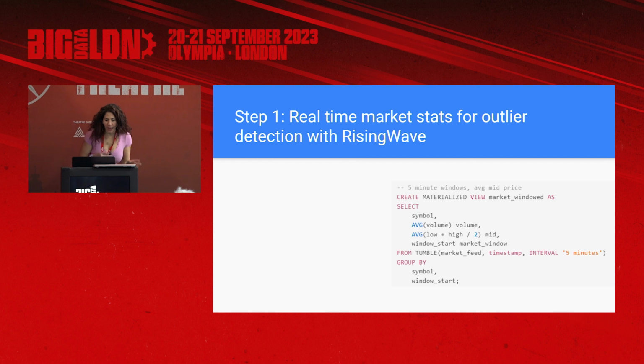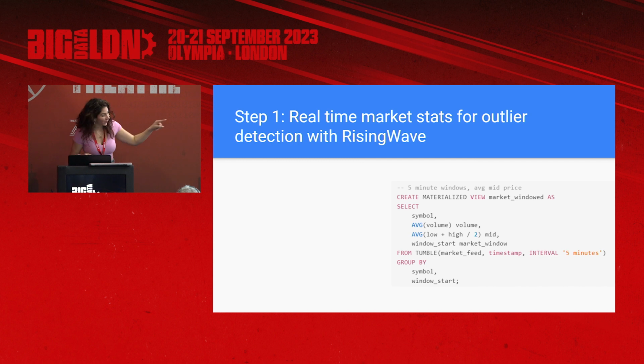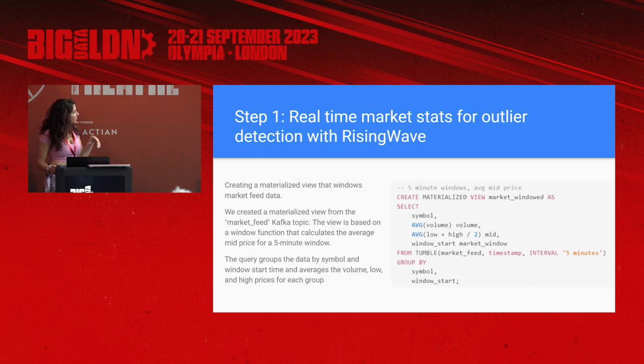Okay, then we created a materialized view that windows the market feed data. And we created a materialized view from the market feed Kafka topic, which I think was in the last one. And then the view is based on a window function, which I kind of mentioned before, that calculates the average mid-price for a 5-minute window. And then the query groups the data by symbol, stock symbol, and window start time and averages the volume, low, and high prices for each group.